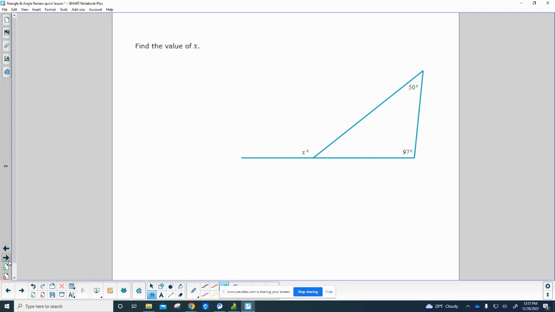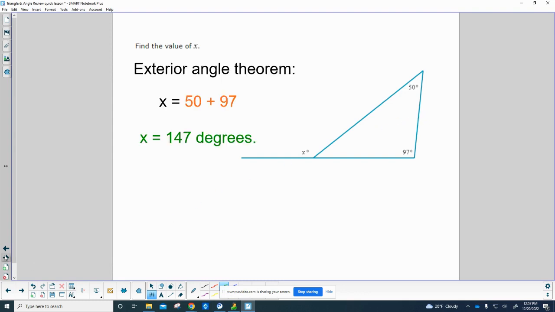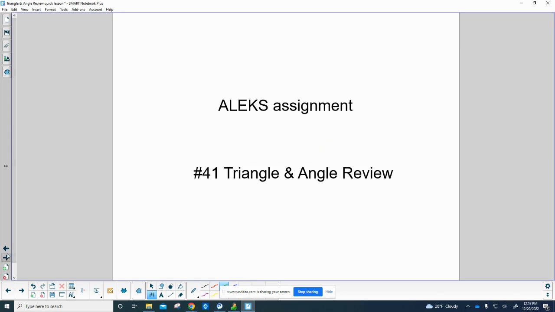Next, I have an example of the exterior angle theorem. I know from our theorem that this angle x has to equal the sum of the 2 interior angles that are on the opposite side of the triangle. So that would just be 50 plus 97, which equals 147 degrees. So there we go.